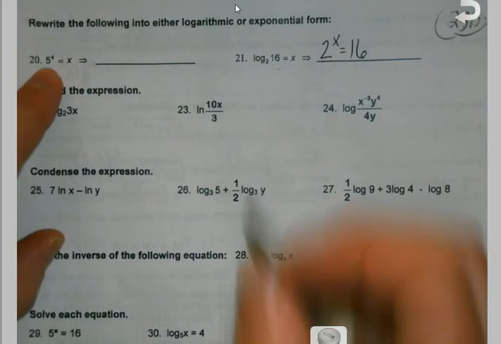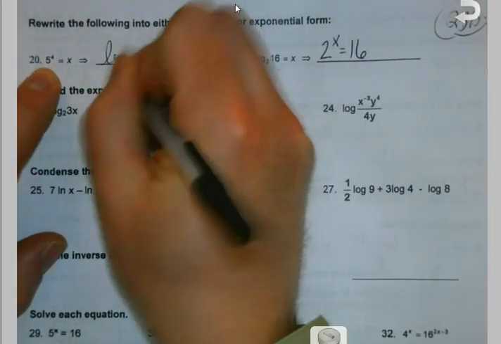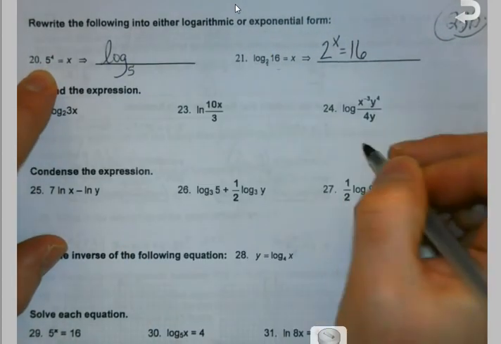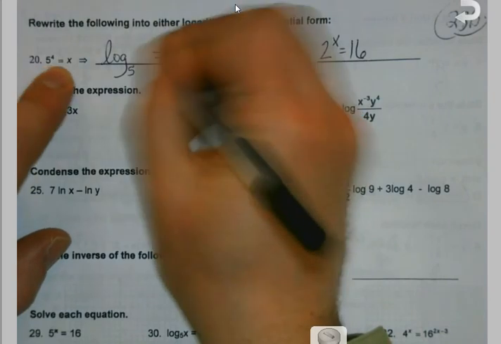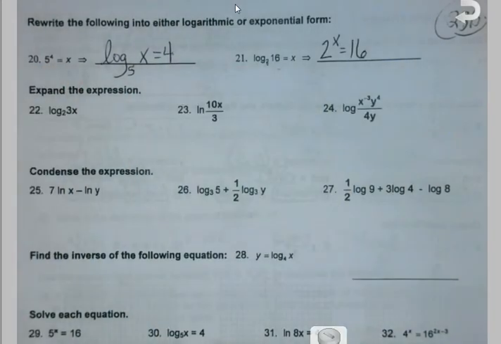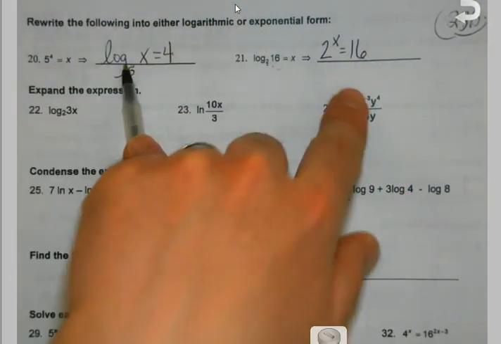So then maybe I can look at this one and say, now how's this work again? So now I got log. My base was there, so my base is 5. My exponent is what's on the equals side. And then the answer, 5 to the 4th is x. Good deal. So sometimes you can use the other one to help you do the opposite form.